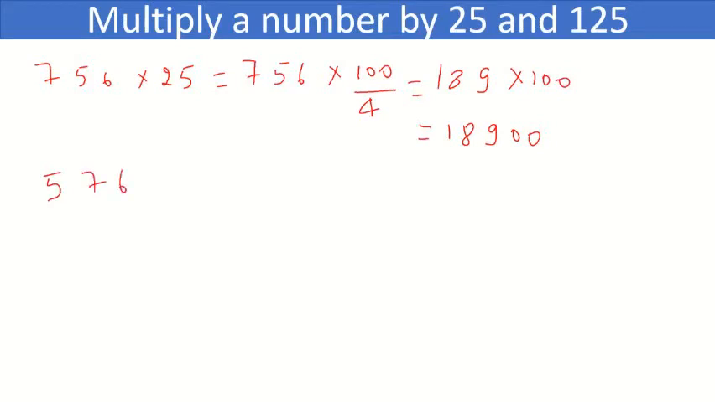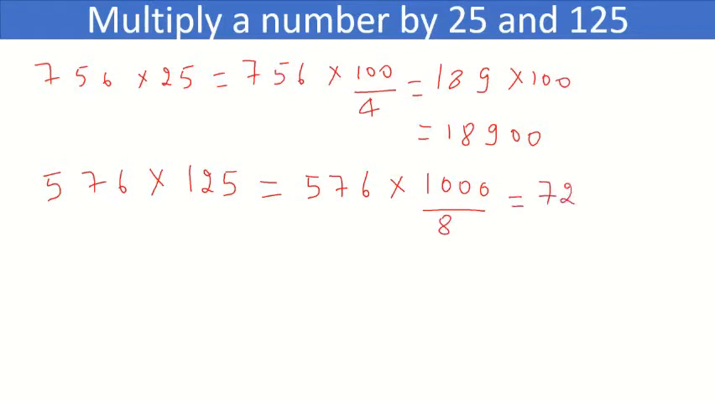Let's take another example where we will multiply the number by 125. For example, 576 needs to be multiplied with 125. Here the first thing is that we will convert 125 in the form of 1000 by 8. So 576 divided by 8 will result in 72, and then we will multiply it with 1000. So it will result in 72,000. See how you will remember that for 25 we take 100 by 4, for 125 we take 1000 by 8, and for 5 you take 10 by 2.